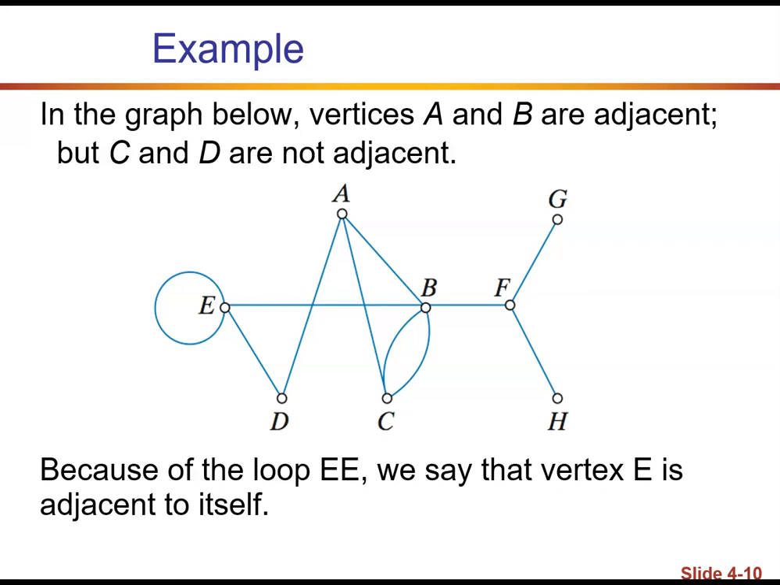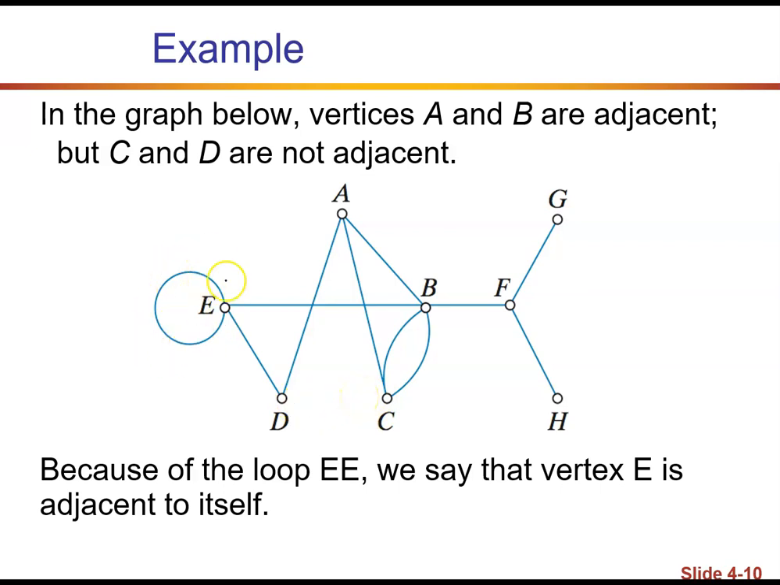Here we have a graph. Vertices A and B. So here's A, here's B. Since we have an edge joining them, they are adjacent. C and D do not have an edge, so they are not adjacent.